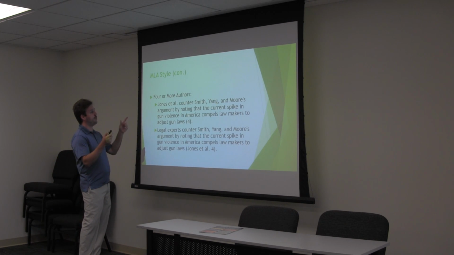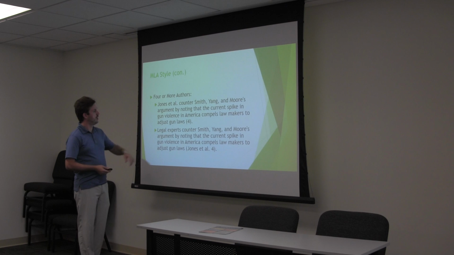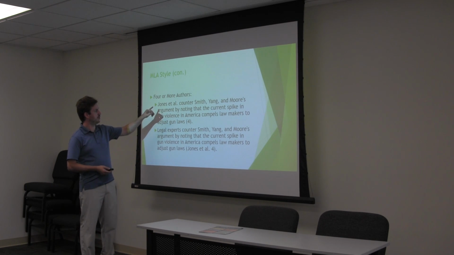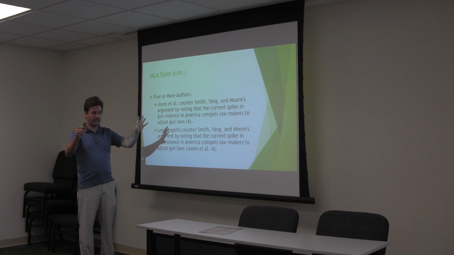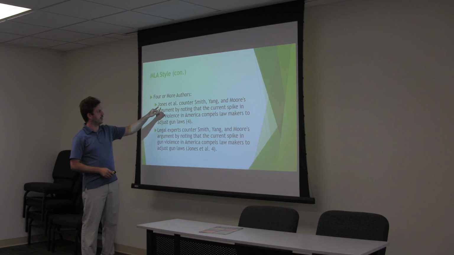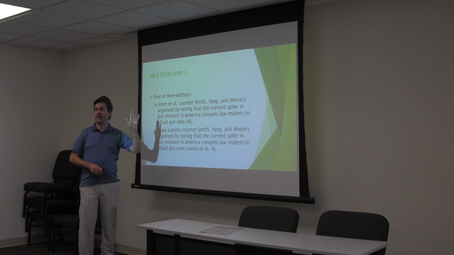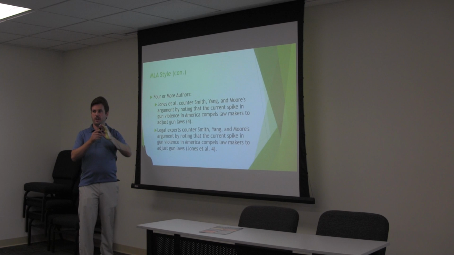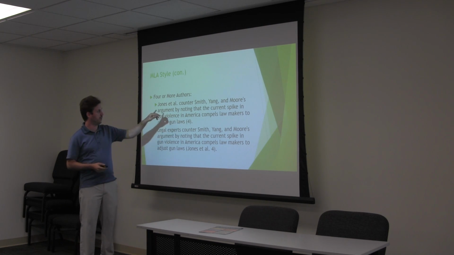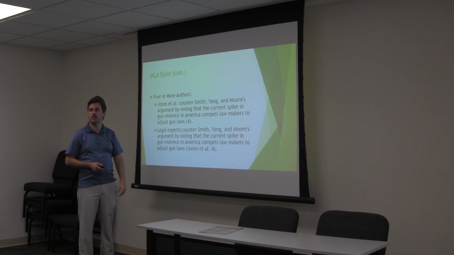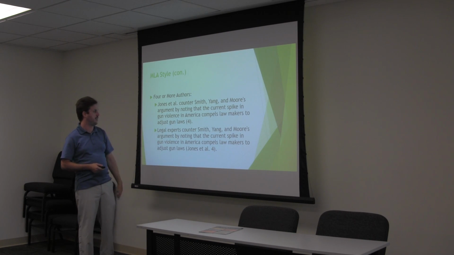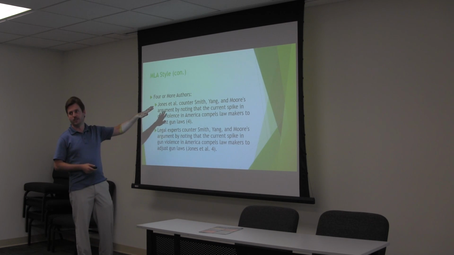So, 4 or more authors. You take the first person in that collection of authors that you have, the first one that it shows, so Jones. Then you put et al. That means and others. So instead of having to list all of them, all you've got to do is take the first author out and then put et al. It looks weird when you're writing your paper and doing this.